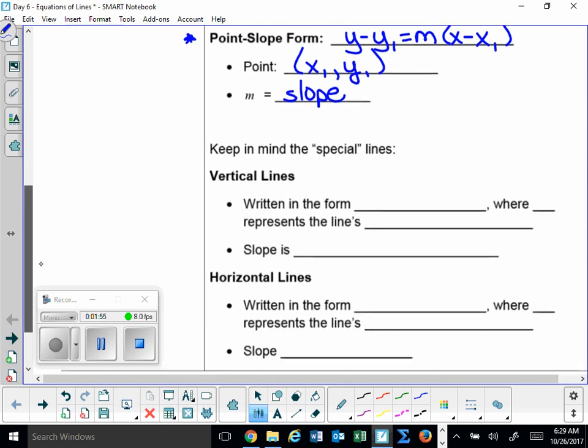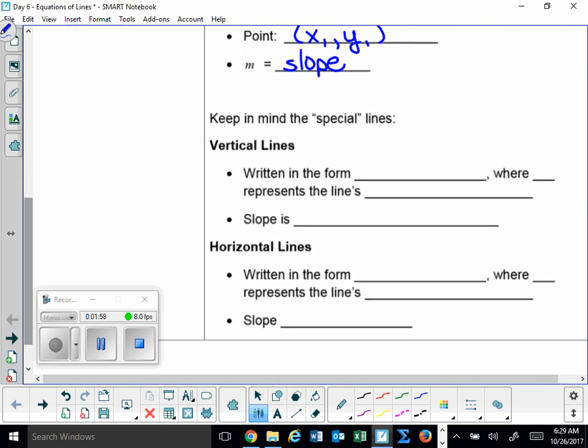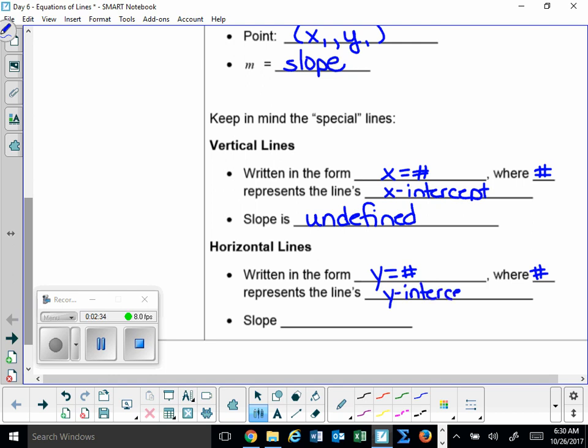Keep in mind a couple of special lines, right? Vertical lines are written in the form x equals a number, where the number represents the line's x-intercept. Vertical lines have a slope that is undefined. Horizontal lines are written in the form y equals a number, where the number represents the line's y-intercept. Horizontal lines have a slope that equals 0.